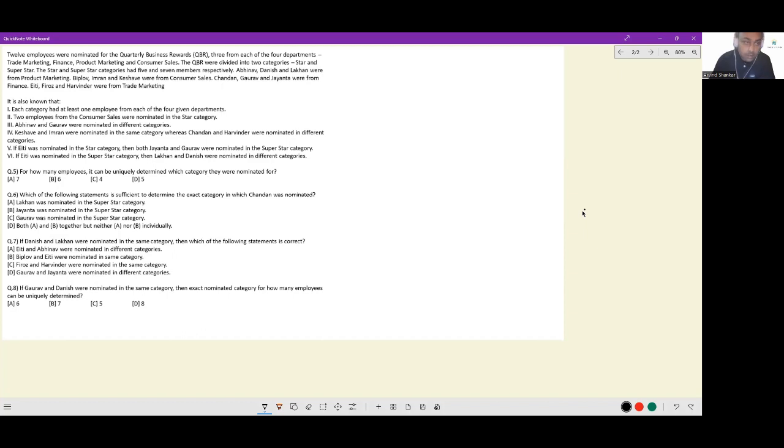Abhinav, Danish, and Lakhan were from product marketing. Biplav, Imran, and Keshav were from consumer sales. Chandan, Gaurav, and Jayanta were from finance. Iti, Firoz, and Harvinder were from trade marketing.